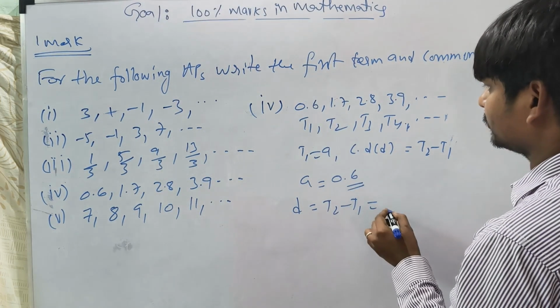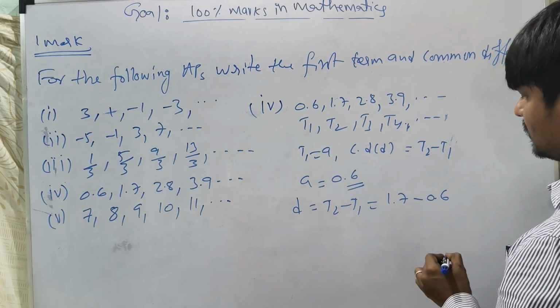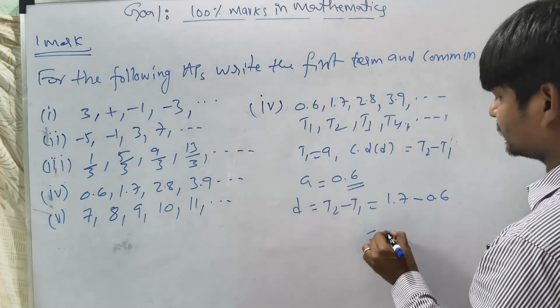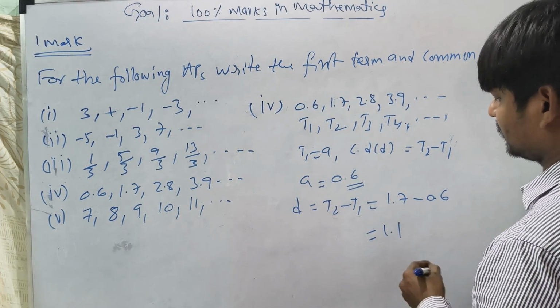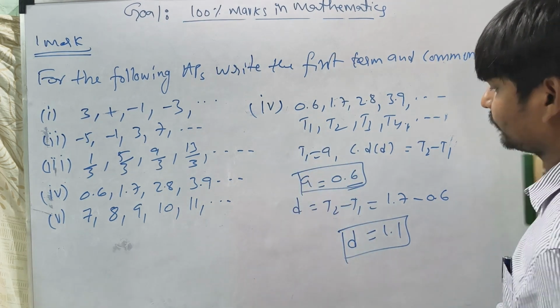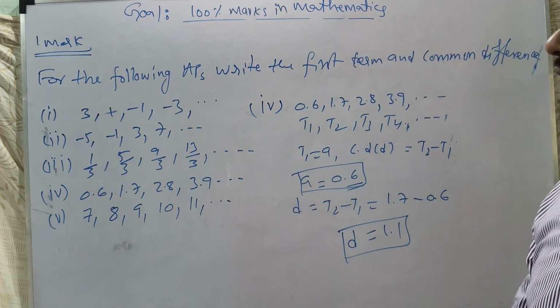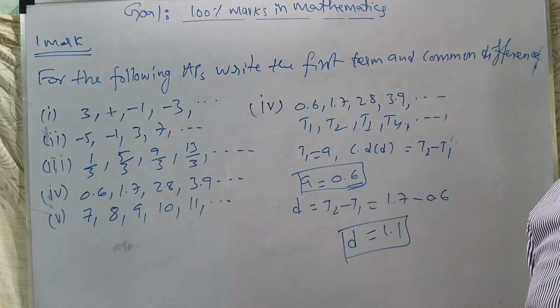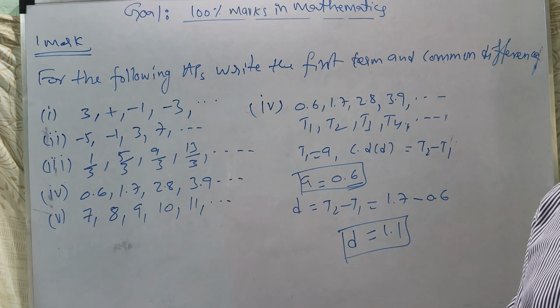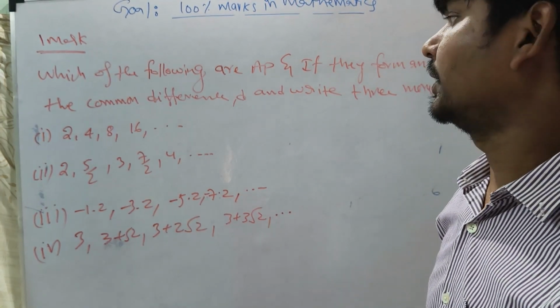From this, T2 is 1.7 minus 0.6. 1.7 minus 0.6 is what? 1.1. So D is equal to 1.1 and A is equal to 0.6. Clear? So this is the second way to ask this 1 mark question. We will see next model also. Now third type we will discuss, in the 1 mark only third type.